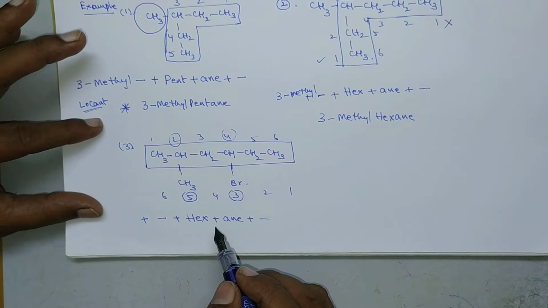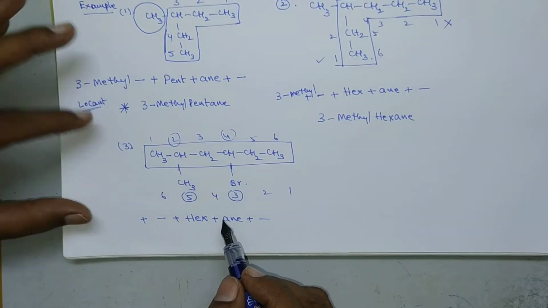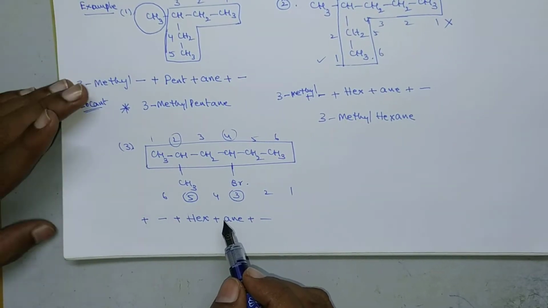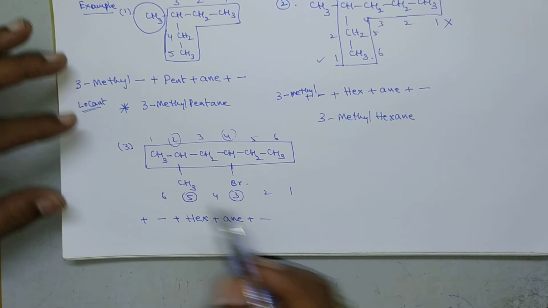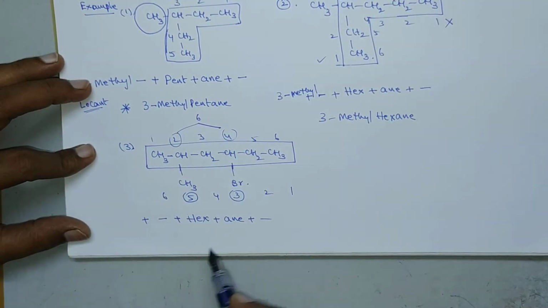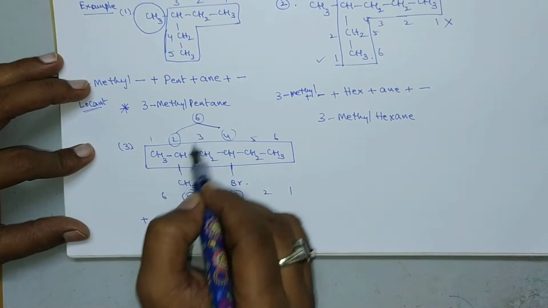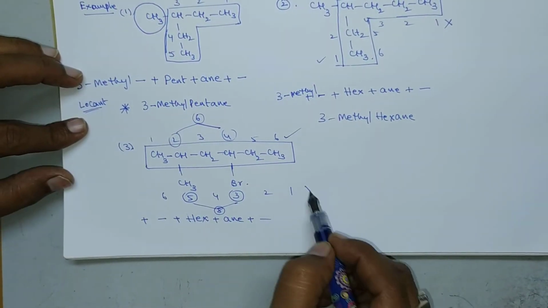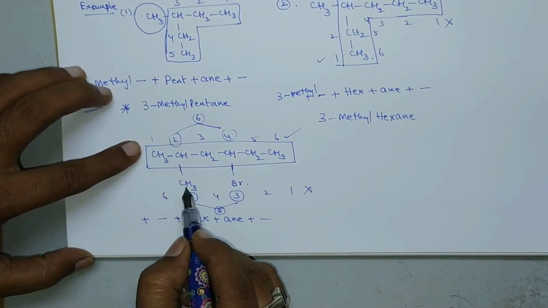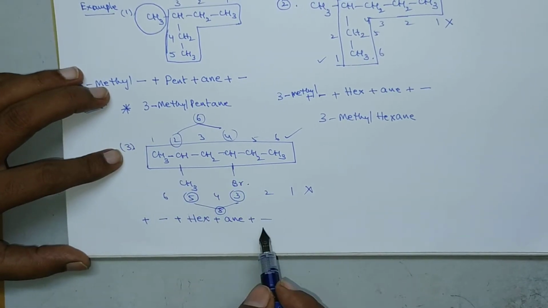So in this example we have to take the lowest sum rule. The lowest sum rule indicates we have to take the sum of the locants. Whichever gives the lowest sum is predominant. So here the sum of 2 plus 4 gives 6. The sum of 5 plus 3 gives 8. So the lowest sum is this one. So this order is correct, this order is wrong. So we have to write like this. So 2-methyl 4-bromo, 2-methyl 4-bromo hexane.